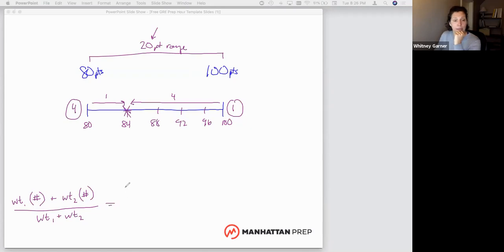If you were to plug it in, 4 times 80 plus 1 times 100, all over these 5 people, I have my 320 plus 100 divided by 5. I've got 420 over 5. And so there's my 84.